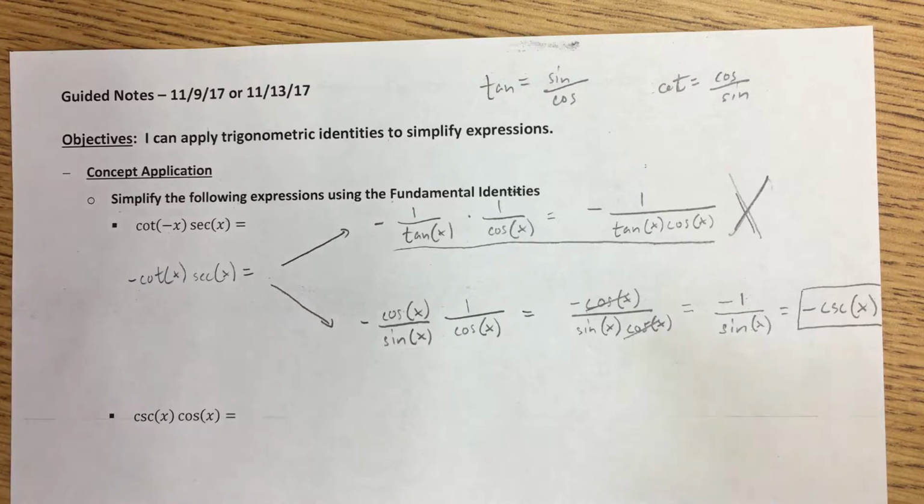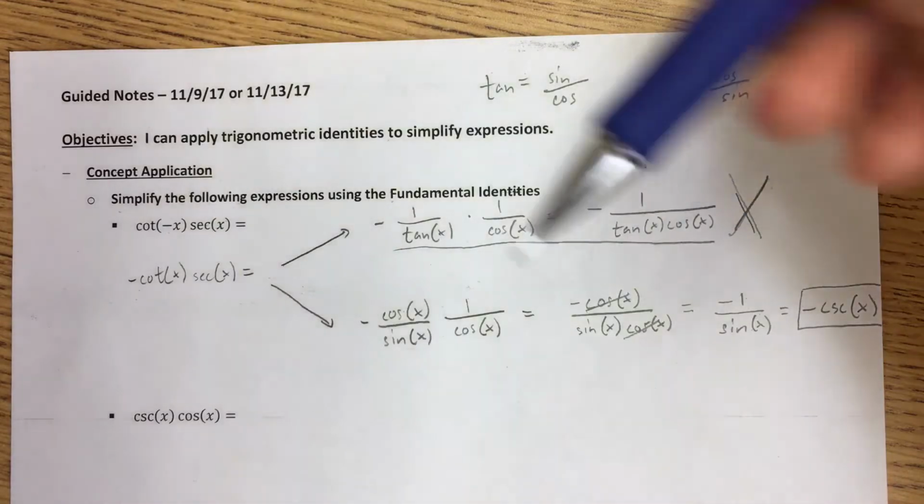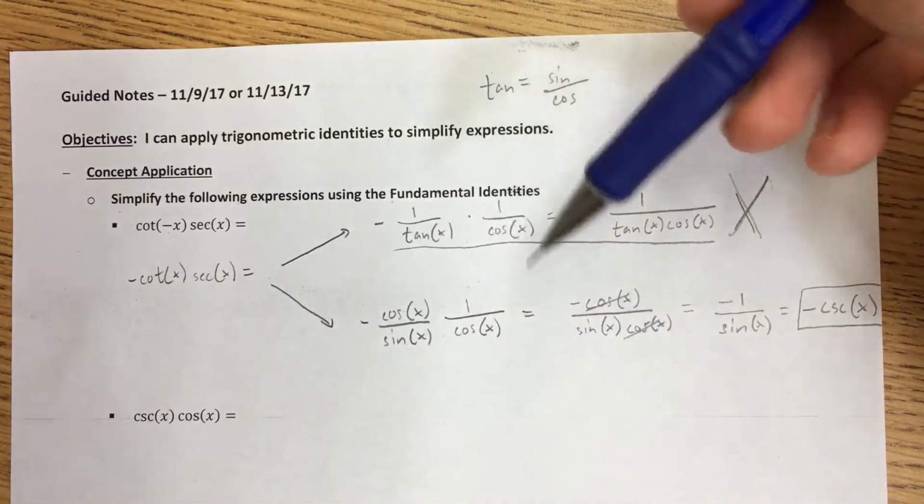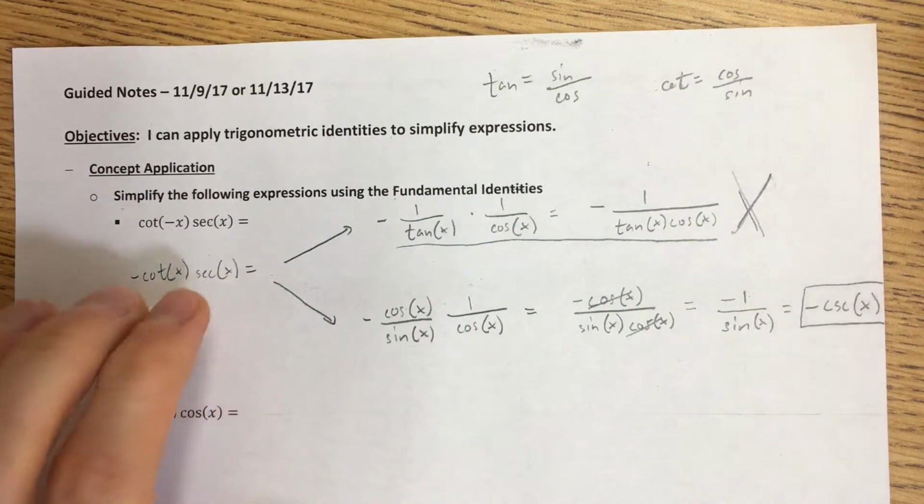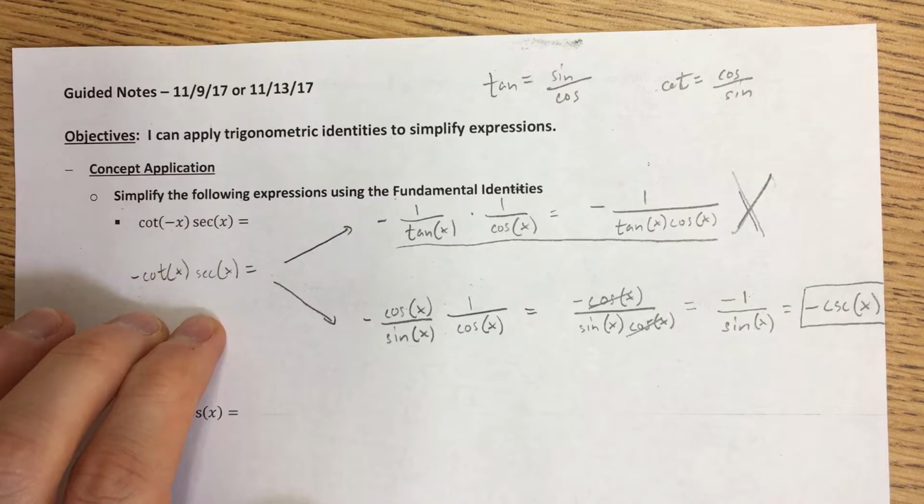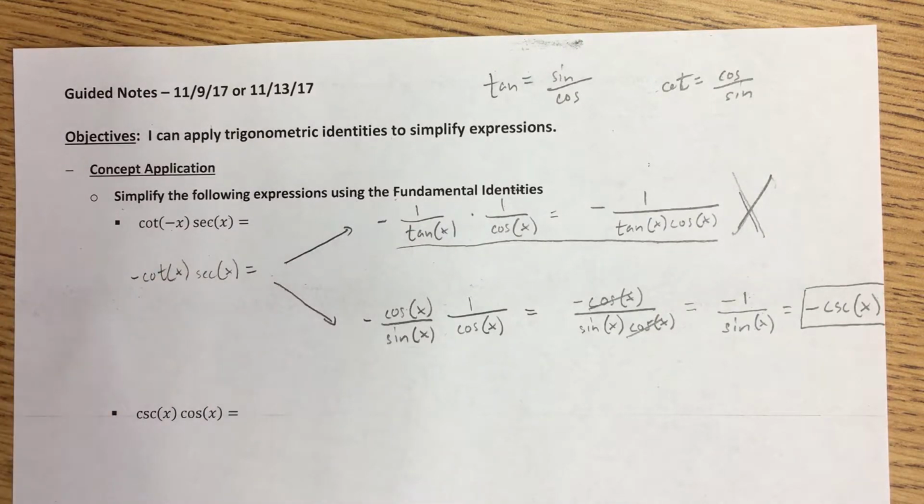Okay, that's the idea, is that we might turn it to 1 over tangent, we might turn it to 1 over cosine, we might not, but we want to put these trig functions into similar, equivalent expressions that help us simplify.